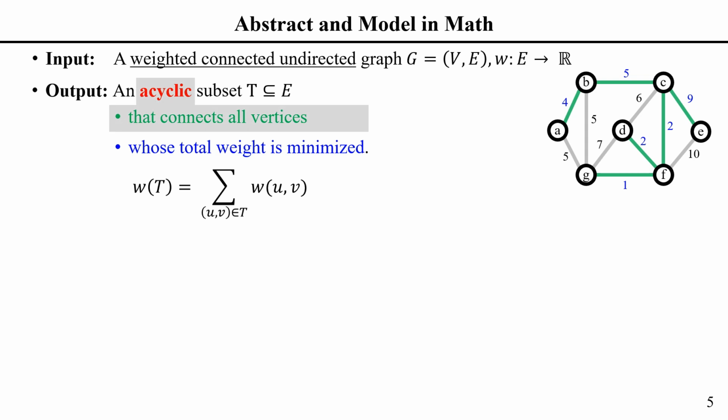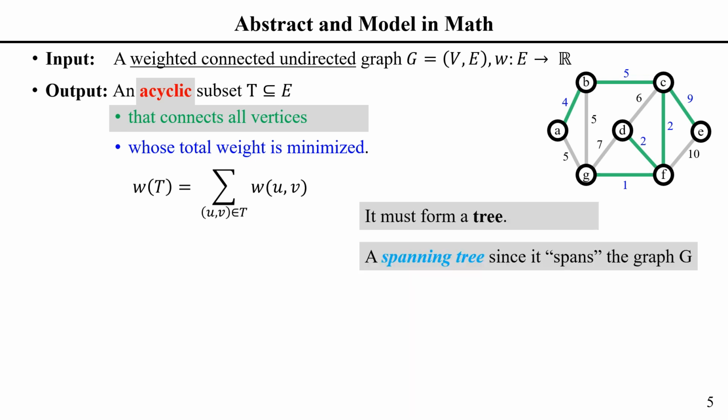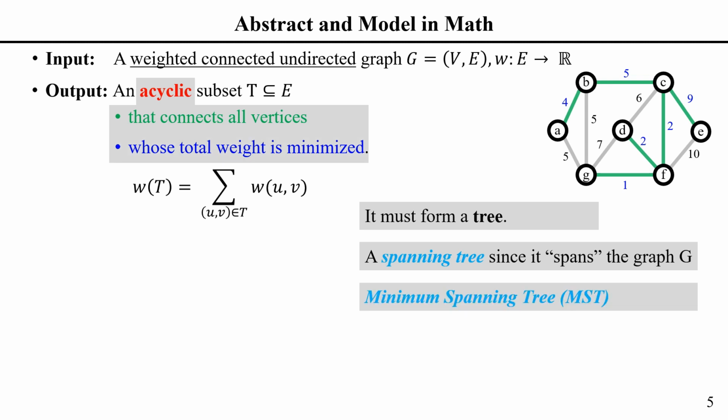Alright, so since this subset is acyclic and it connects all the vertices, it must form a tree, which we call a spanning tree, because it spans the graph. It contains all the vertices in the graph. And since its total weight is minimized, it is a minimum spanning tree, MST.